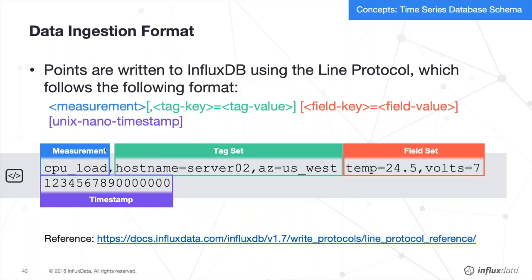And here we can see a field set. In this instance, we're measuring the CPU load, and we're looking at a server, and where that server is located. It's in US West. And from that server, we want to know what the temperature is and what the volts are. We're measuring both of those, separating them with a comma, that field set with a comma, and then we've got our timestamp.